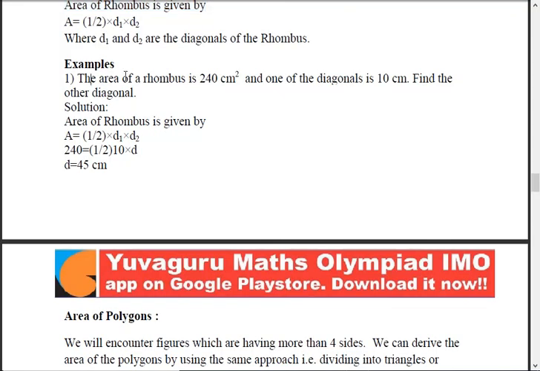See this, the area of a rhombus is 240 square centimeters, one of the diagonals is 10, find the other diagonal. Half d1 d2, 240 equals 1 upon 2 into 10 into d, right? This is what we have to find. So just solve this, you will get d equals 48 centimeters.